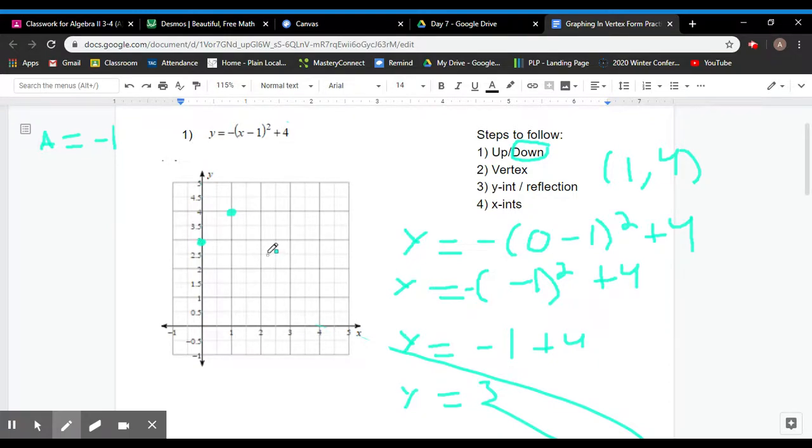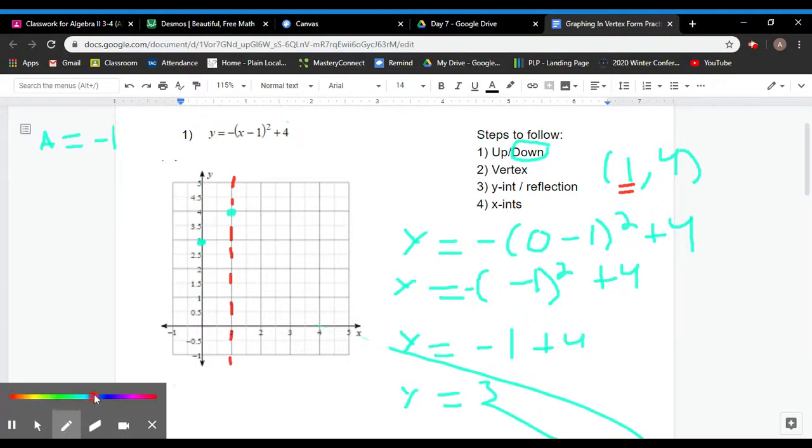Now what you have to do is find its reflection point. So what we can do is we can look at the vertex, which was 1, 4, remember? And the x-coordinate of the vertex is your axis of symmetry. So the axis of symmetry is this line at x equals 1.